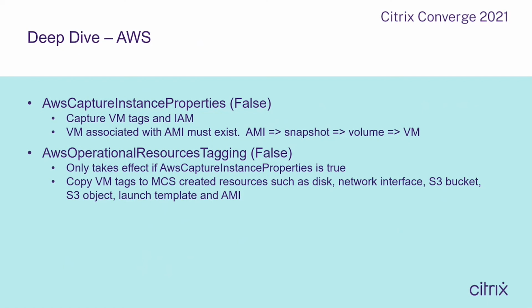If you enable the operation resource tagging, then it means that not only will we pass the tags and IAM role to the newly created VM, we also will pass the tags to all the resources that we create as part of catalog creation, such as the network interface, S3 buckets, right? You name it, all the resources we created. The purpose of that is to enable you to trace all the resources, regardless of whether it's an operational resource, a transient resource, or the end result resource, which is the VM that we create. You can track all of them based on a specific tag that you put on your master image.